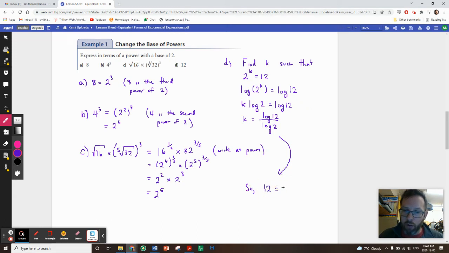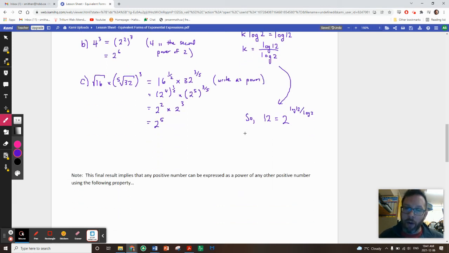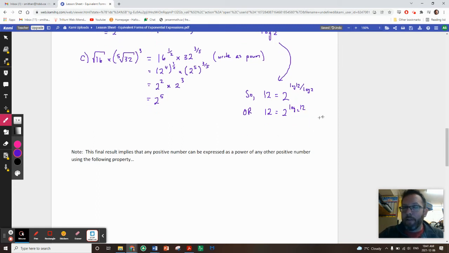12 is equal to 2 to the power of log 12 over log 2. Now, there's one more way we can write this. If you recall, we had that change of base formula. Log 12 over log 2 is equal to the log base 2 of 12. This makes perfect sense if you dwell on it for a second.